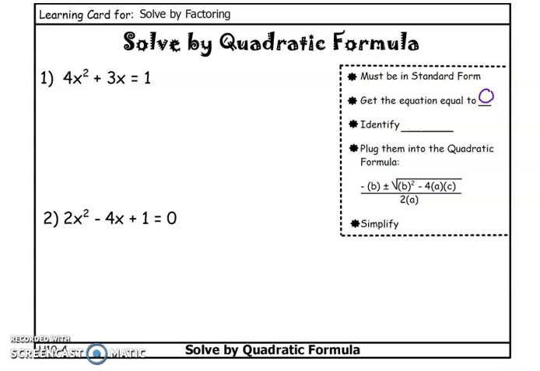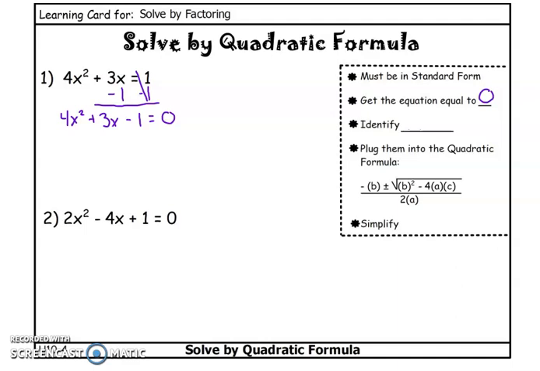So to get this thing equal to 0, we're going to start by moving this 1 to the other side with subtraction. Okay. When we do this, we do need to be careful and make sure that we recognize this minus 1 is not like terms with either of these, so we cannot combine them. So this is going to be 4x squared plus 3x minus 1 equals 0.